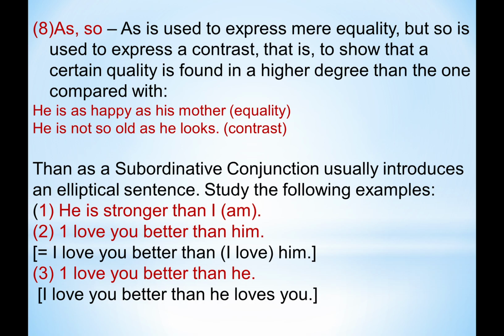Then, as a subordinating conjunction, than is used in elliptical sentences. Study the following. He is stronger than I am. Am is not spoken, it is understood. I love you better than him. I love you better than he. I love you better than he loves you.